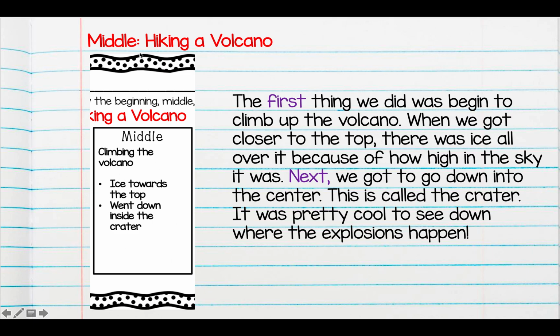Let's go over to my organizer and see if I used what I wrote. I first said that there was ice towards the top. And in the story, I also talked about ice. Next, I talked about going down inside the crater. And I talked about that in my story. Let's go to the end of my story.